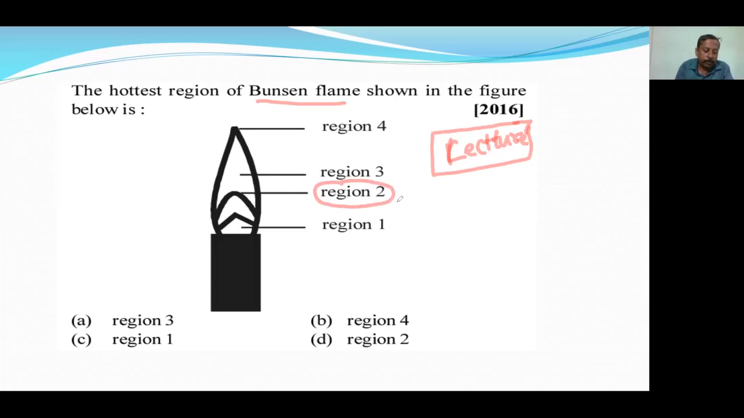So it will be the blue flame. According to this diagram, I am telling you, it is the blue flame, the hottest region of the Bunsen burner. Okay, region 2. So that means D is the correct answer.